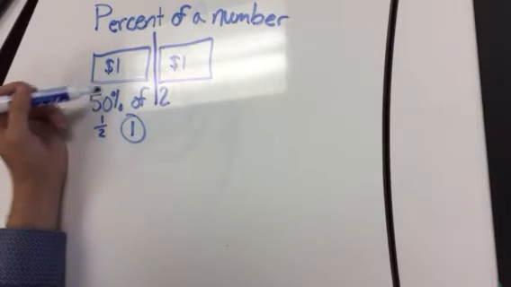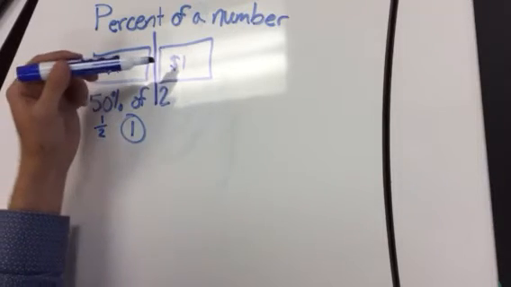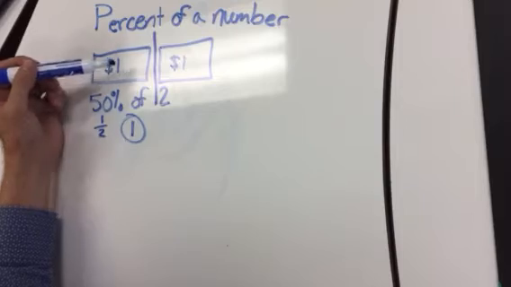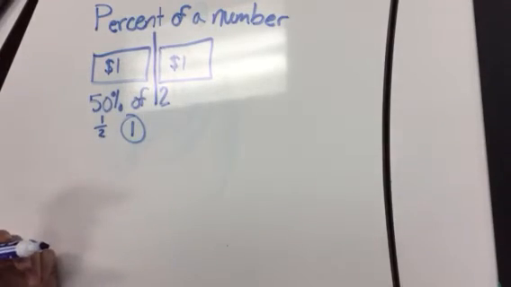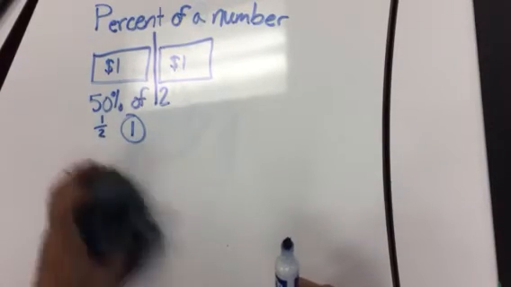Okay, you understand that? 50% is a half. If I have half of 2, that means I get 1 and you get 1. Hope that was pretty straightforward.